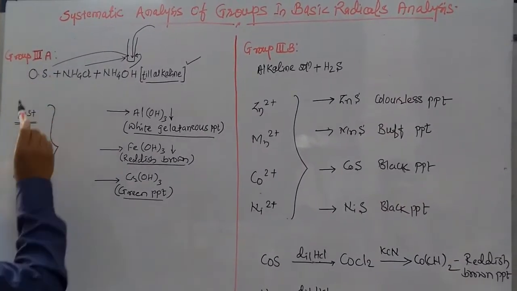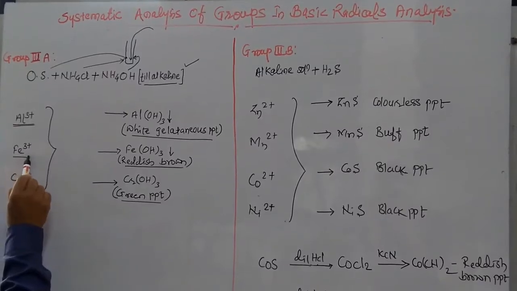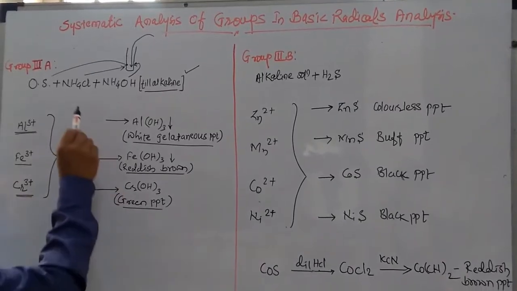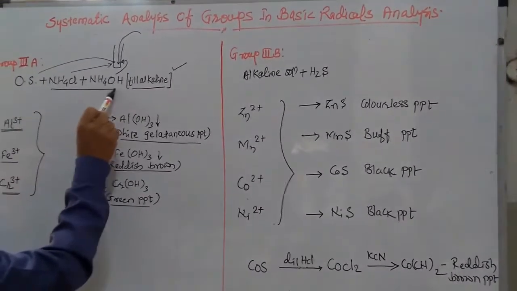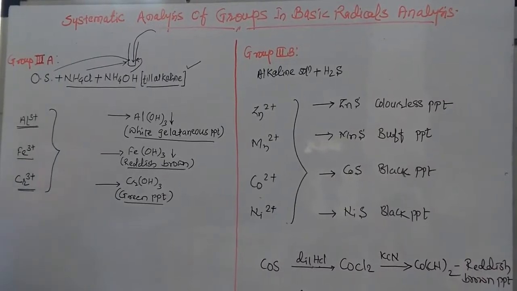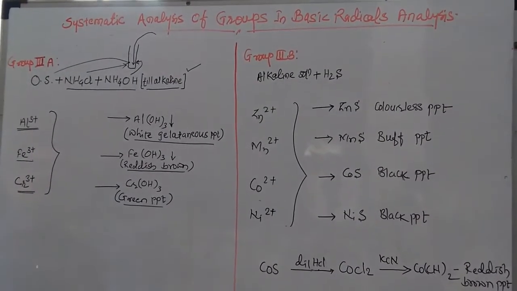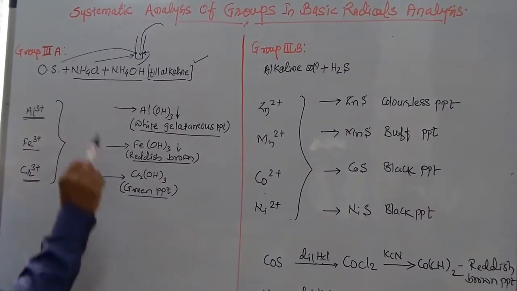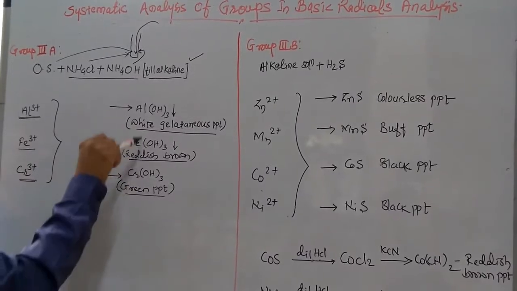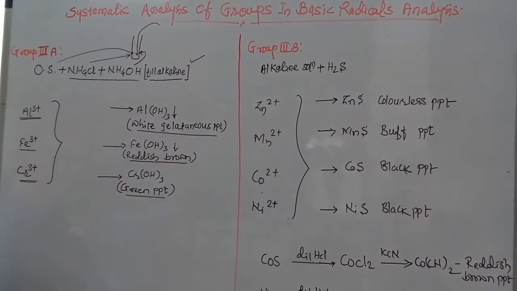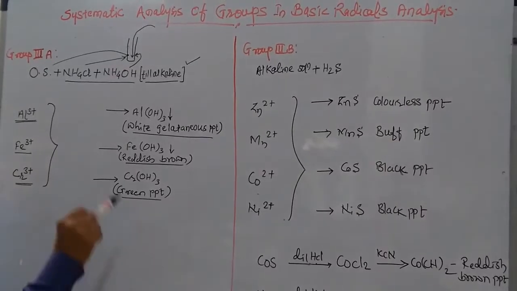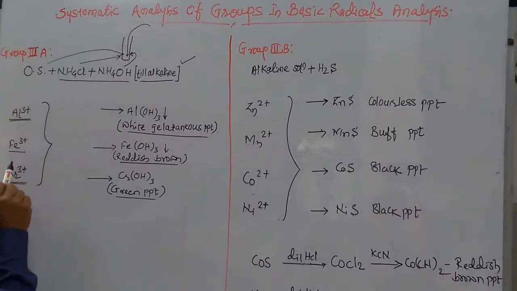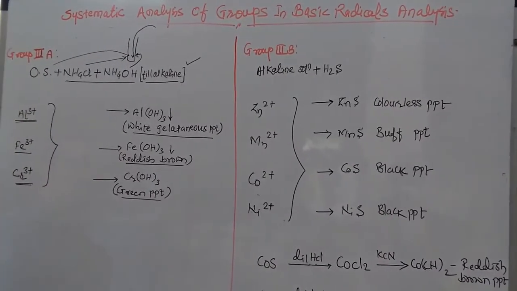So in group 3A, Al3+, Fe3+, Cr3+ radicals are present and they can be detected by using reagents NH4Cl and NH4OH. So that is about the analysis of group 3A radicals. Very simple analysis. On the basis of color of precipitate of hydroxide form, we can easily identify presence of Al3+, Fe3+ and Cr3+ radicals.